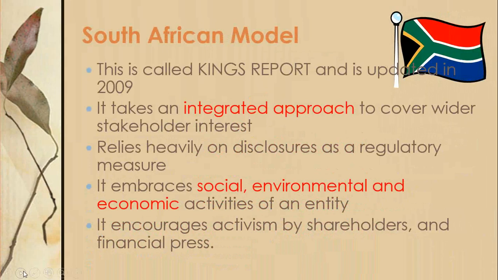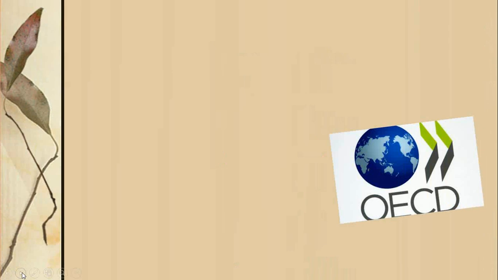Then we have the fourth model, what we call the OECD model. This is a wider model. It was developed by having a certain set of principles for corporate governance for any country for that matter. OECD is the Organisation for Economic Cooperation and Development. It's good for you to note this down, because in the short questions they can ask what is OECD. Organisation for Economic Cooperation and Development.